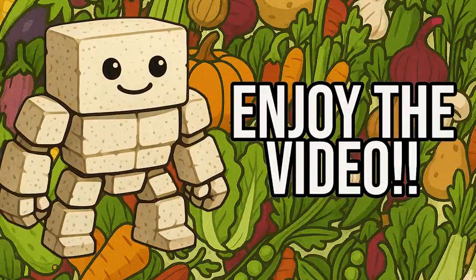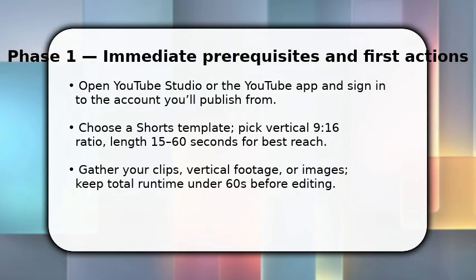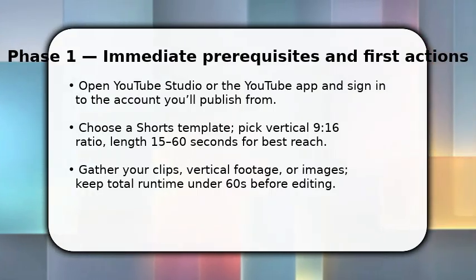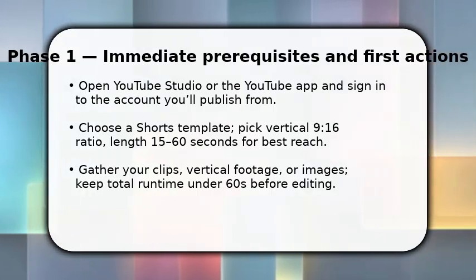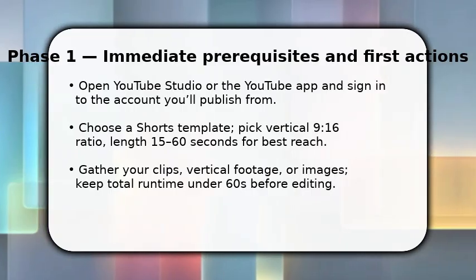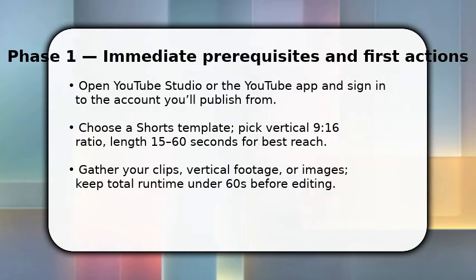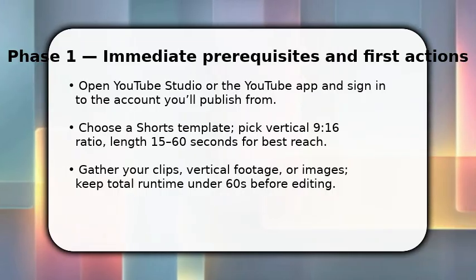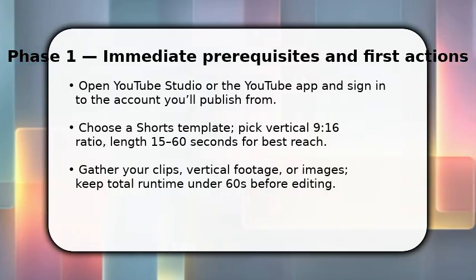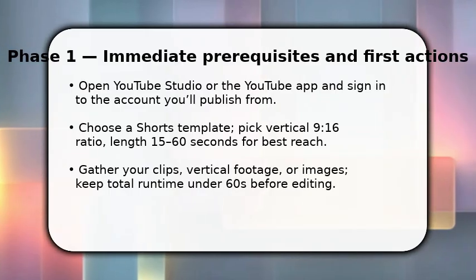Please enjoy the video. You have the essentials ready: account, vertical clips, and the app or studio. First, open the Shorts template chooser and select a 9:16 preset that matches 15 to 60 seconds. Once selected, import your clips or photos, trim rough lengths now so timing is manageable. Make sure to name the project and save as a draft.